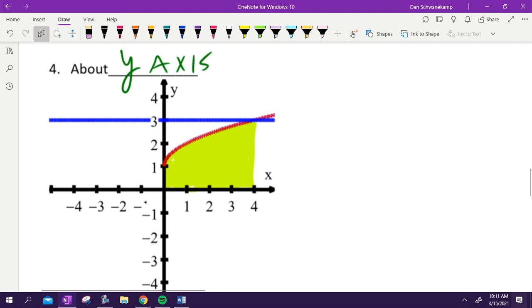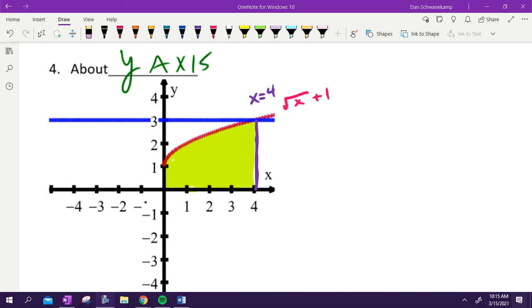This one's tough. I would say this one's probably the toughest one of the day. We're taking that shaded region. So this line that is x equals 4 is also being used now. We are using this line right here, which is the square root of x plus 1, and we're using y equals 3. We are taking that and revolving it around the y-axis. Set up your integrals that you need here.